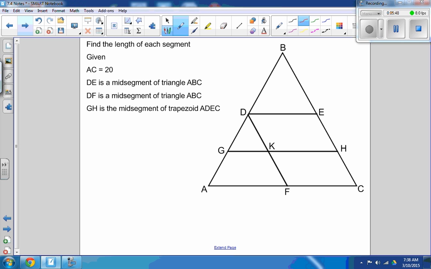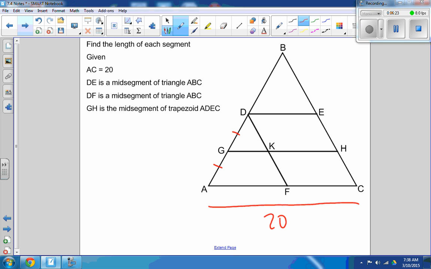So let's look at this problem here. It gives us this idea of combining midsegments of triangles and midsegments of trapezoids. We're given the length of AC is 20, and we're told DE is the midsegment of the triangle ABC. DF is the midsegment of triangle ABC. And then GH is a midsegment of the trapezoid ADEC. So we've got a lot going on here.